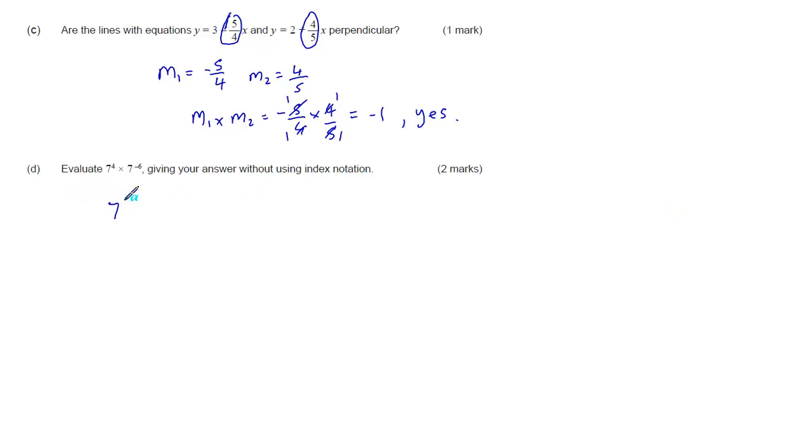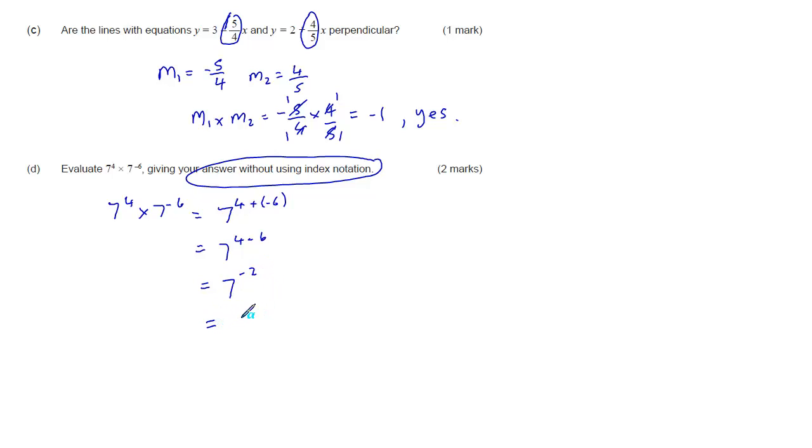Evaluate 7 to the 4 times 7 to the negative 6, giving the answer without index notation. Now we're multiplying here, so we add the indices. So that's going to be 4 add negative 6, which is the same as 4 take away 6. So that's 7 to the negative 2. Using our knowledge of index laws, we know that that's the same as having 1 over 7 squared. And 7 squared means 7 times 7, which is 49.